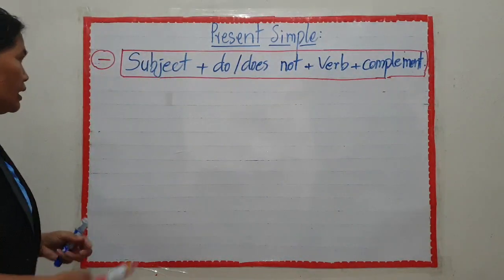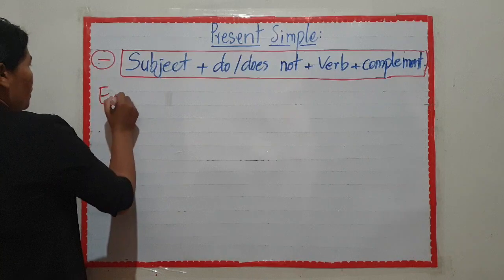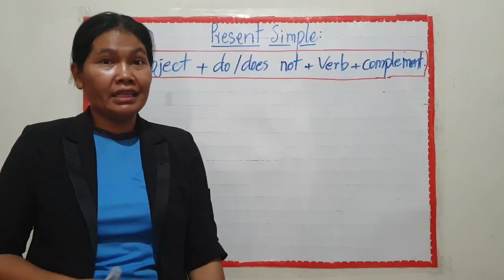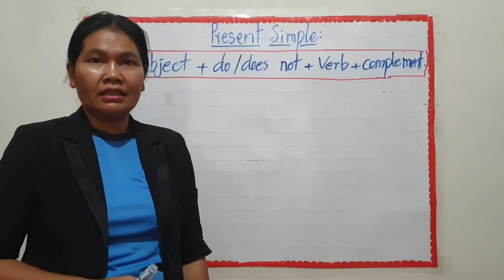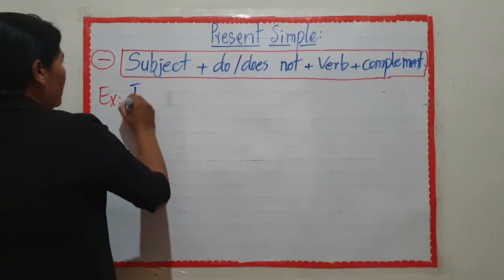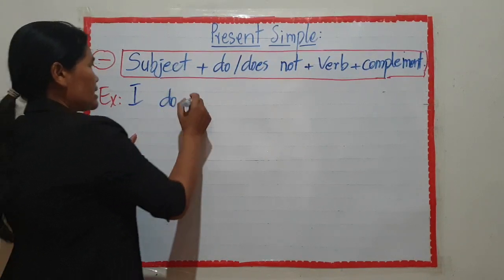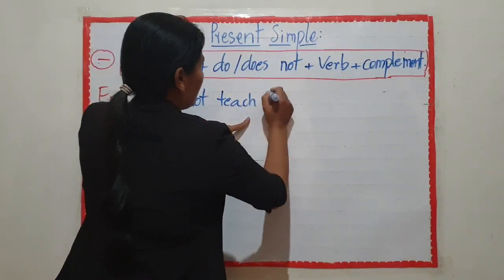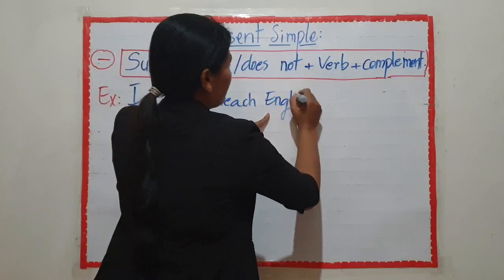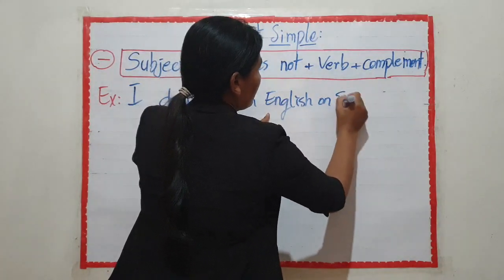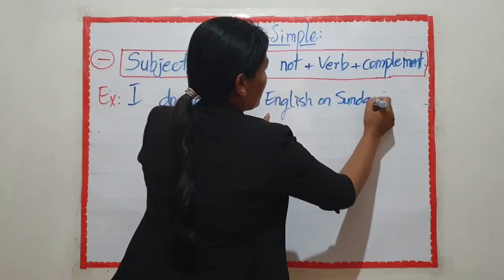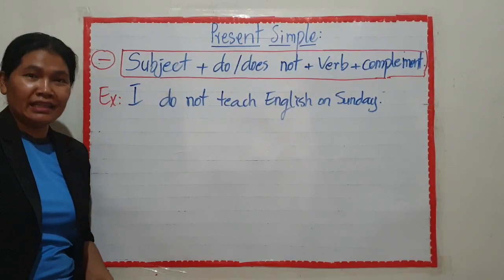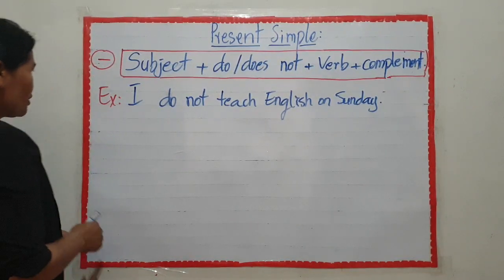Now teacher will give you an example. For example, teacher says, I don't teach English on Sunday. Or teacher can say, I do not teach English on Sunday. Why does teacher not teach on Sunday, everyone? Yes, because Sunday is teacher's holiday, right? Okay, thank you.